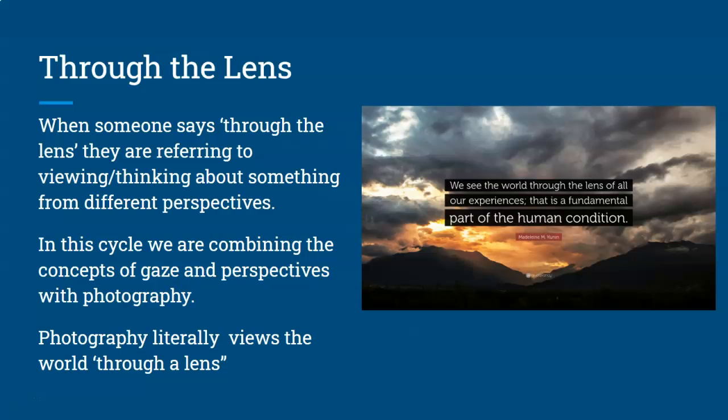different perspectives. You might hear this a lot in maybe history class, where you're looking at a historical event through different perspectives, through the winning side, through the losing side, through the people that had to clean up afterwards side, those kind of things. So in this cycle, we're combining the concepts of gaze and perspectives with photography. And photography literally views the world through a lens.